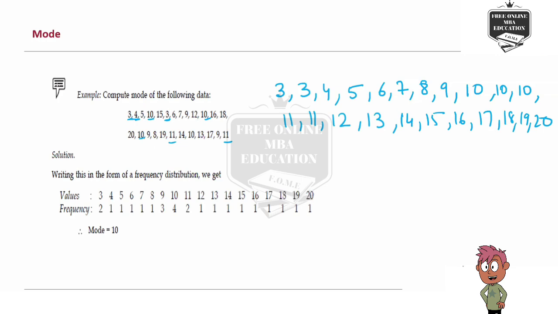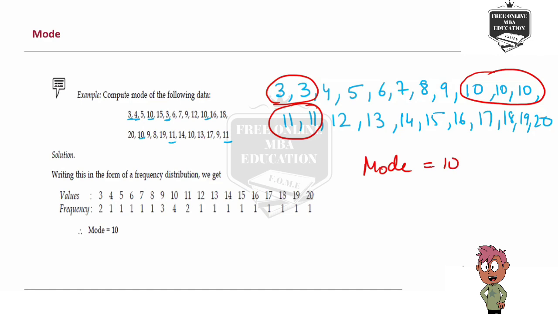Now in this case, what did you observe? That 3 is repeating 2 times. Can it be the mode? Let's see. 10 is repeated 3 times. 11 is repeated 2 times. Do we have any other repeated more times? No. In this case, the mode is 10. Why is it 10? Because it is occurring the maximum number of times, that is 3. If it had been 2 times, then we would have 3 modes: 3, 10, and 11.